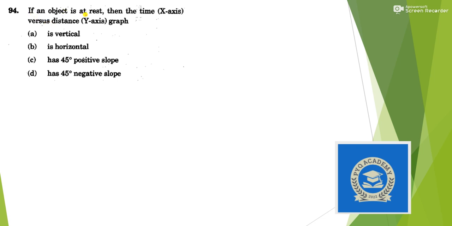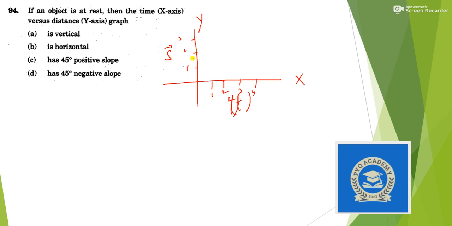If an object is at rest, then time on the x-axis versus distance on the y-axis graph. Okay, let's draw a graph. This is the x-axis, this is the y-axis. On the x-axis we take time, and on the y-axis let's take displacement. Suppose this is 1, 2, 3, 4 and 1, 2, 3, 4. This is in meters and this is in seconds.